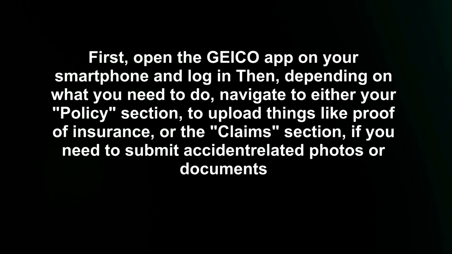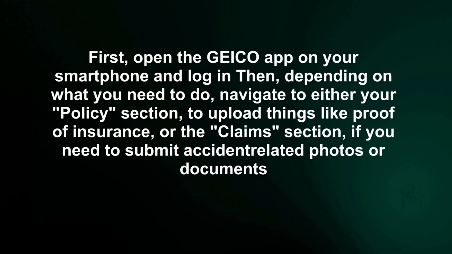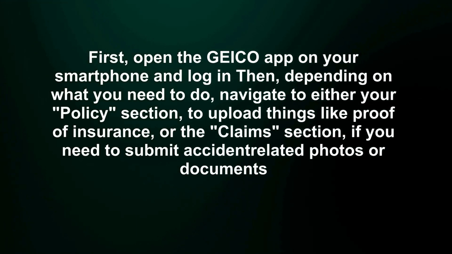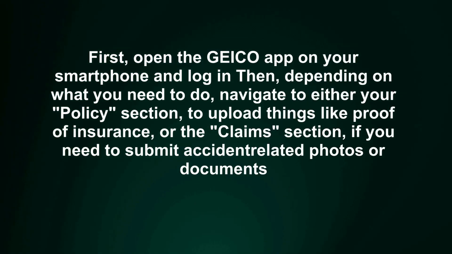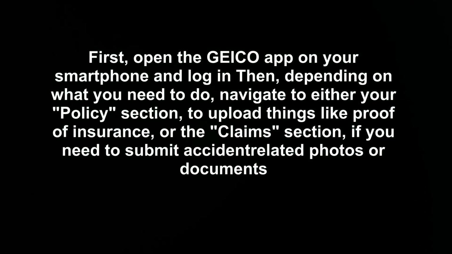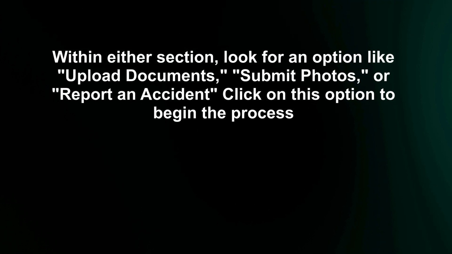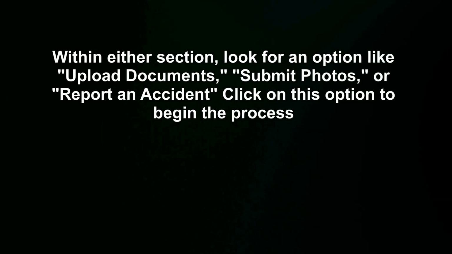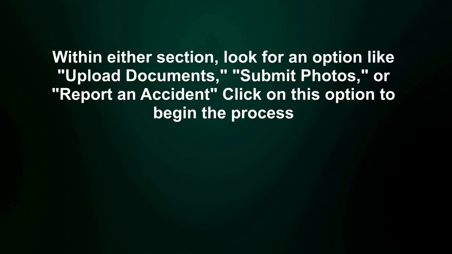Then, depending on what you need to do, navigate to either your policy section to upload things like proof of insurance, or the claims section if you need to submit accident-related photos or documents. Within either section, look for an option like Upload Documents, Submit Photos, or Report an Accident. Click on this option to begin the process.